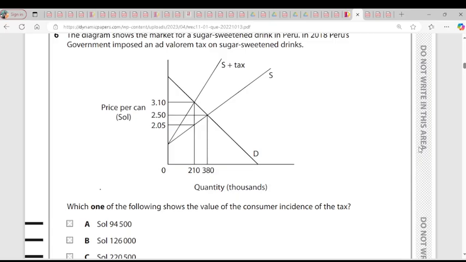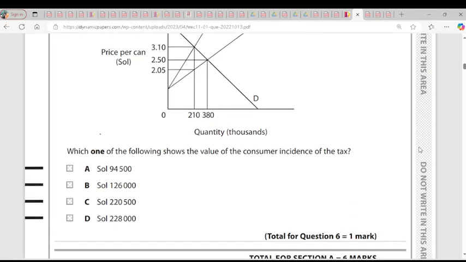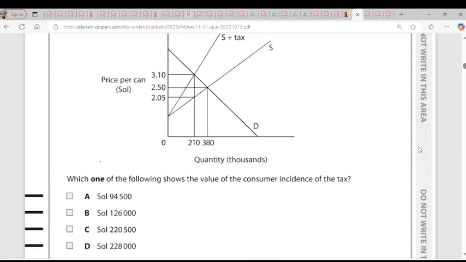Now, we need to understand, based on the imposition of tax, which one of the following shows the value of the consumer incidence of the tax? Producer incidence of tax will be at 2.5, and consumer incidence of tax will be at 3.1. Do you get it here?